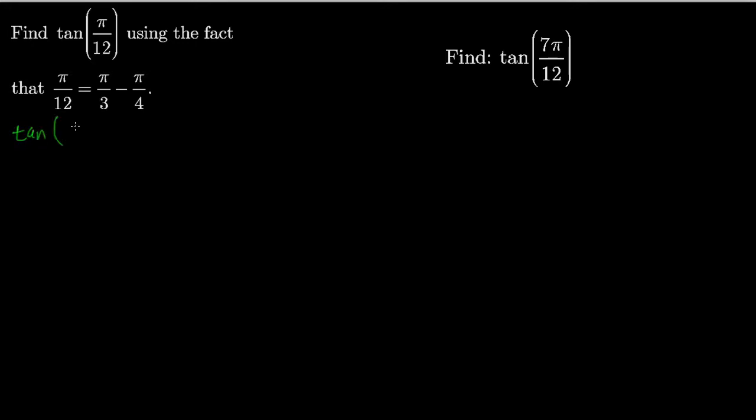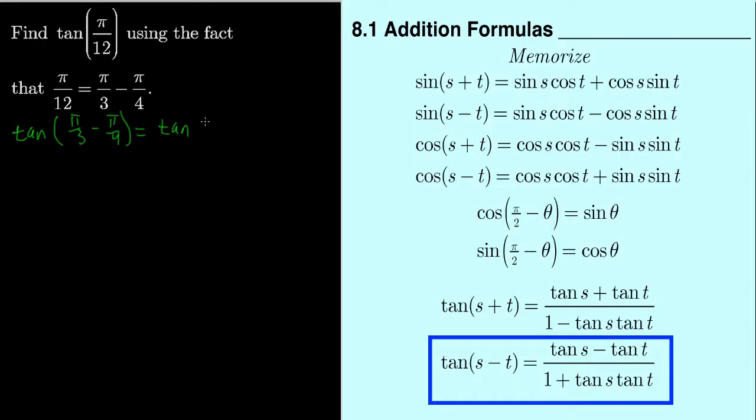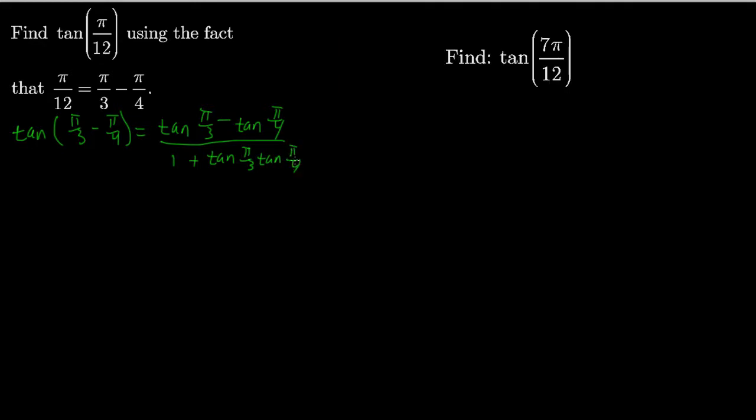Anyway, start by writing the formula. The tangent of pi over 3 minus pi over 4 is tangent of the first, pi over 3, and then we do subtraction, tangent pi over 4, all divided by 1 plus tangent pi over 3 tangent pi over 4. So the two angles that I need to find that I do know on the unit circle are the ordered pair for pi over 3 and the ordered pair for pi over 4.